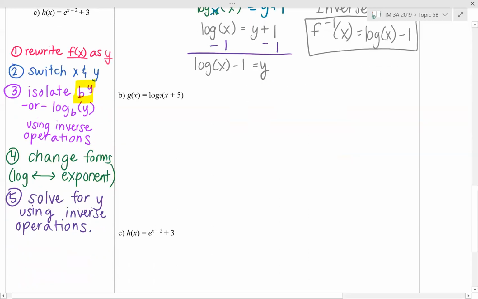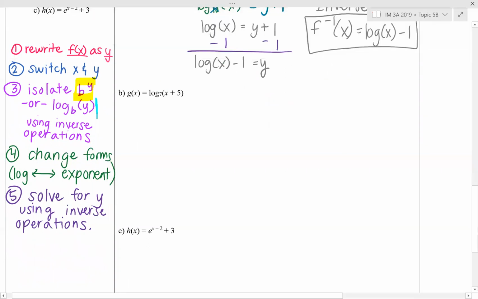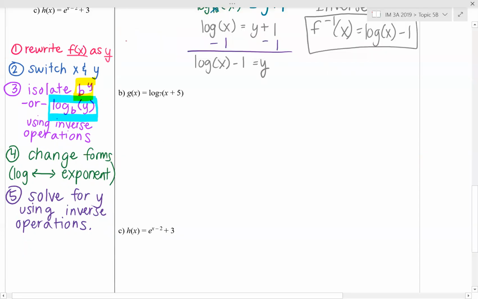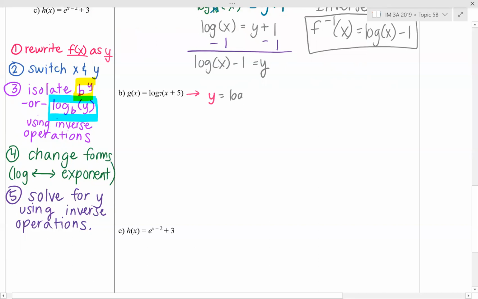Okay, so for the next one, we have a log function. Instead of isolating the b to the y power, we're going to be isolating log base b of y. Our first two steps are the same. Step 3 is the one that changes just based on what kind of function we were given. So remember that we're just changing that first part to y, so y equals log base 7 of x plus 5. And then we're going to switch, or interchange, x and y. So I have log base 7.